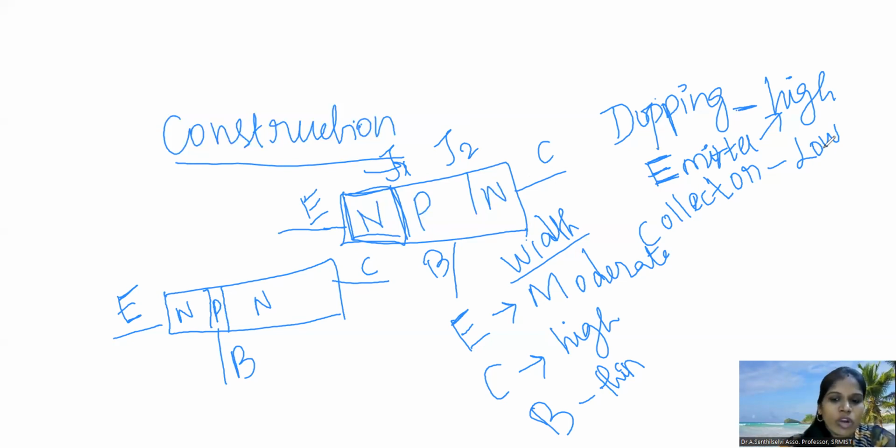Then for the width of the NPN layers, the emitter has a moderate width and the collector has a very high width because it collects all the charge carriers emitted by the emitter. The base should be thin because it's just a path between the emitter and collector. Thank you, students. We will continue in the next class with the working of the BJT. Thank you.